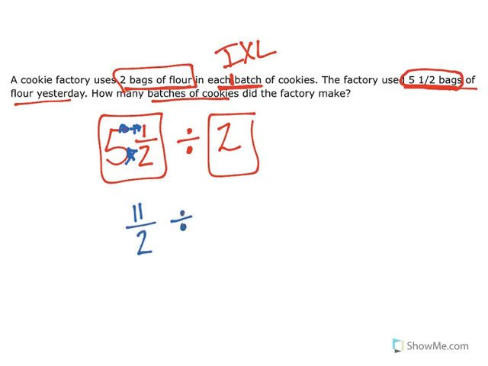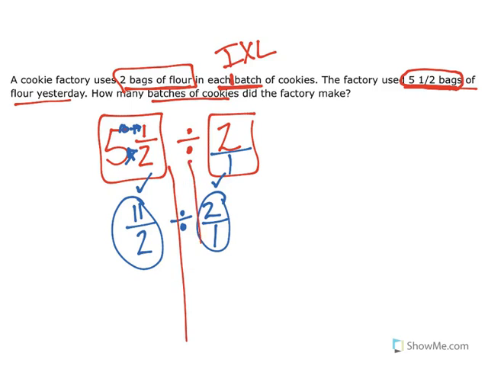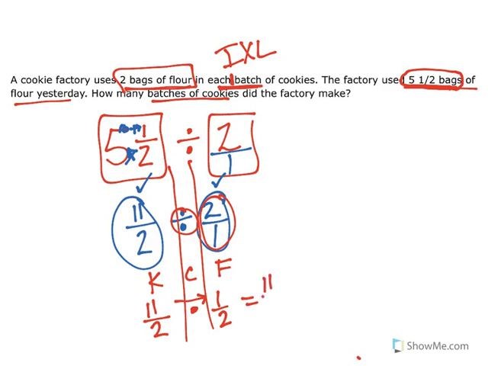Divided by, how do we make a whole number look like a fraction? Put it over 1. All right. Now let's check our numbers. Fraction, check. Fraction, check. Now we can keep it, change it, flip it. Let's keep our first number, 11 over 2. Change this division to multiplication and flip 2 over 1. What's the reciprocal? 1/2. Now let's multiply. 11 times 1 is 11. 2 times 2 is 4. All right, good job. Here's your answer.